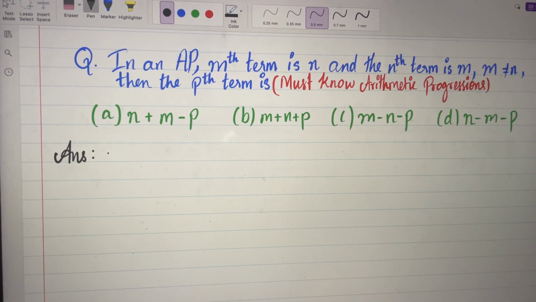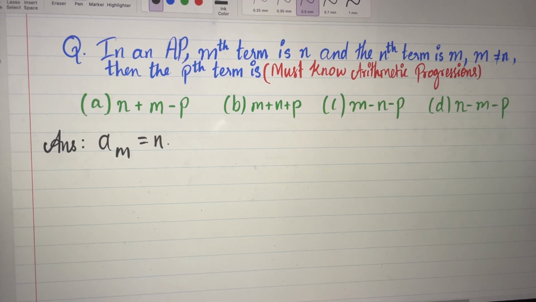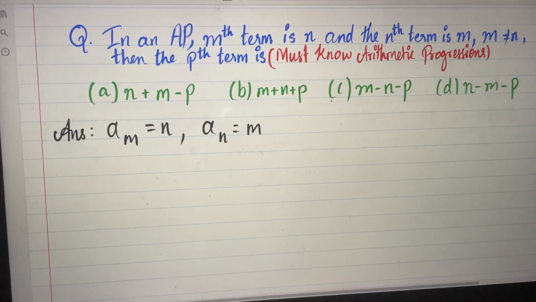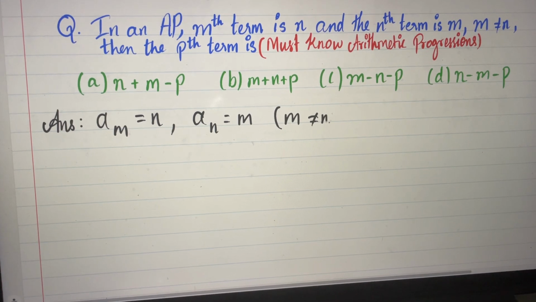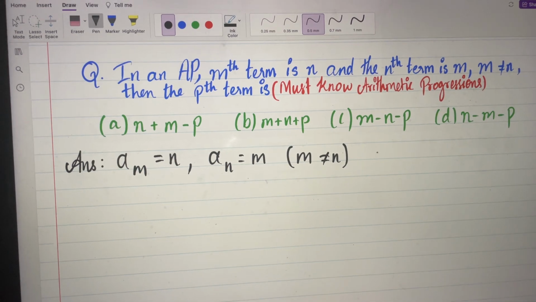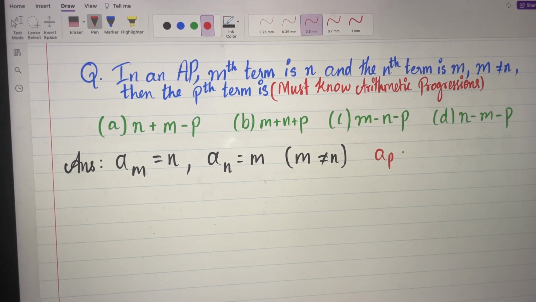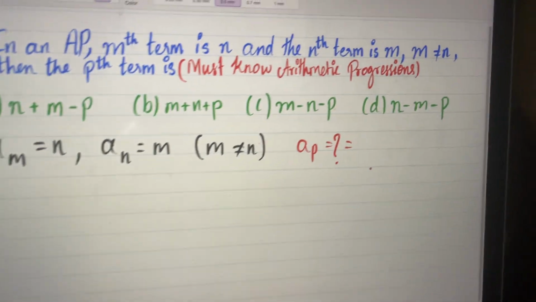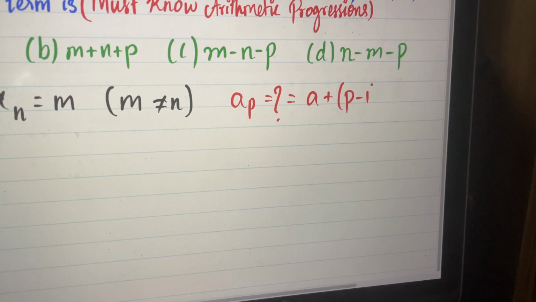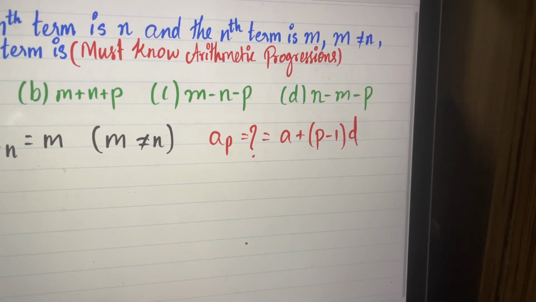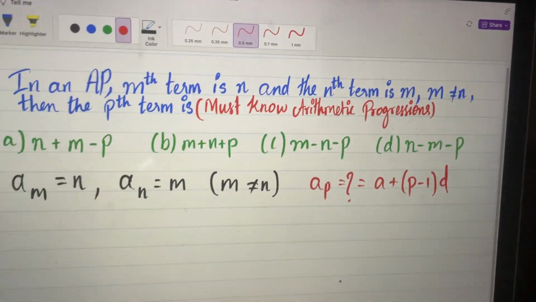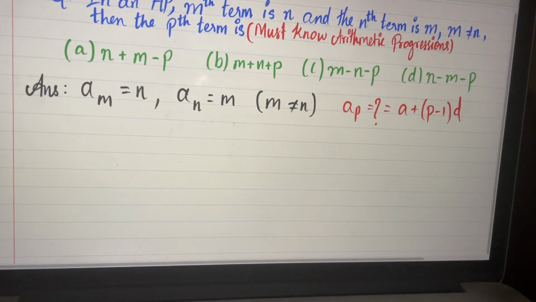Alright, so that means a_m is equal to n, and a_n is equal to m. That's what's given in the question. Then the p-th term is what? Can we just write the general formula? I like to write the general formula, which is a plus (p minus 1) times d. Cool. Okay, so we have to transform this into one of these options.